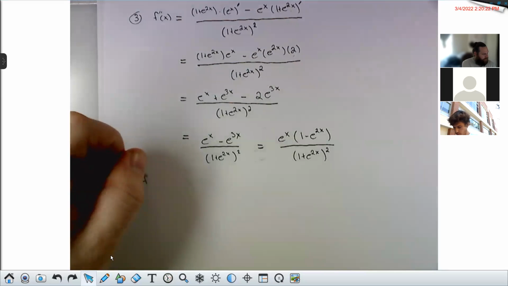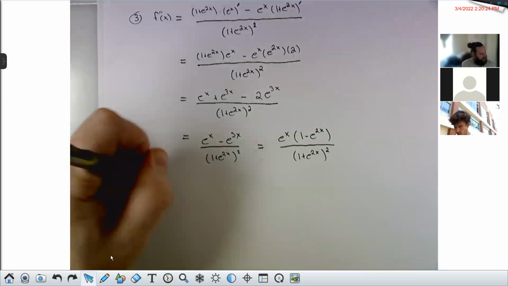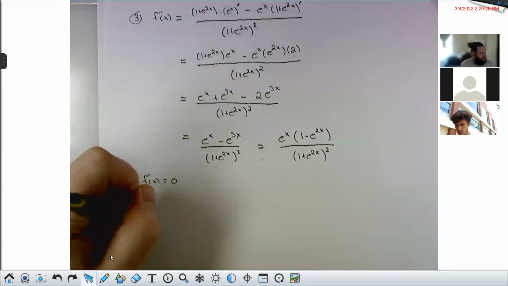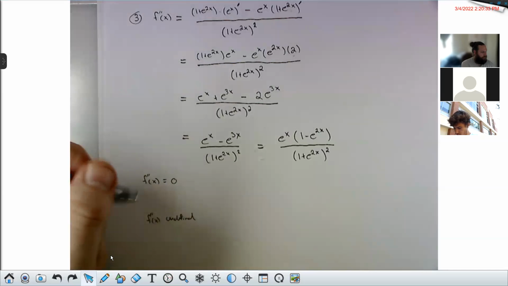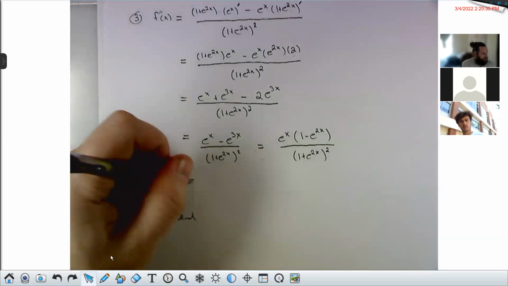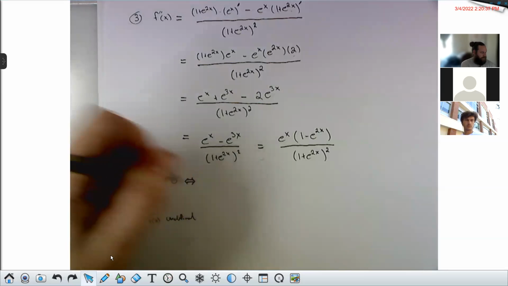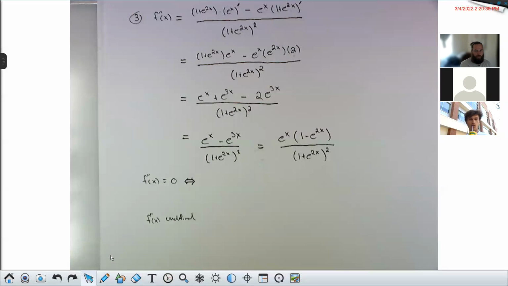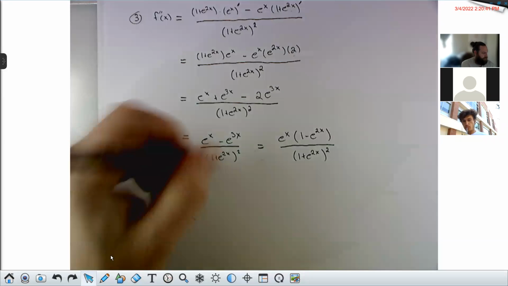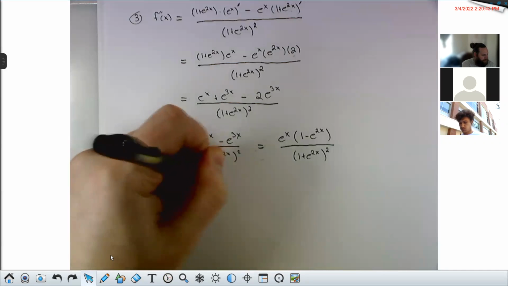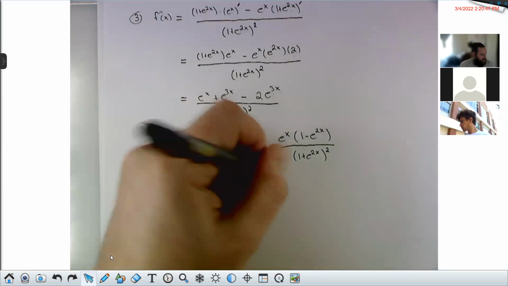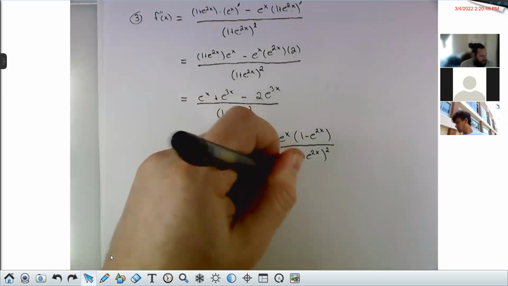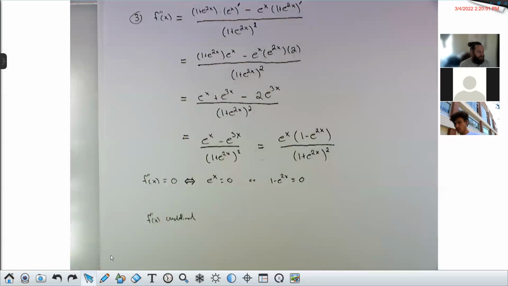We want to ask, where is f double prime equal to 0? And where is f double prime undefined? F double prime would be equal to 0 if that top is equal to 0. And that top is made up of two factors, e to the x and 1 minus e to the 2x. So I set each of those equal to 0.